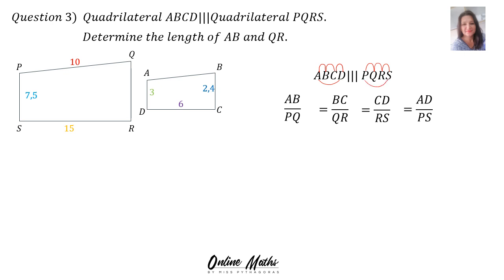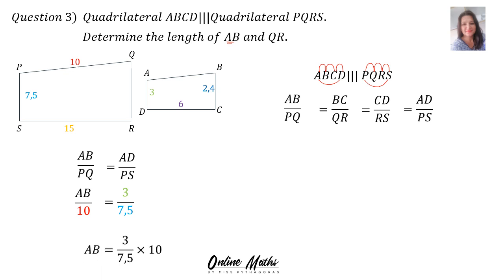Now let's see. For the first one, let's choose AB over PQ and AD over PS. Let's see what's happening, because we want the length of AB. Therefore, AB over PQ's length, which is 10, equals AD's length, which is 3, over PS's length, which is 7,5. And then we can only multiply away the 10 and we end with AB is 3 over 7,5 times 10 and AB's length is 4.